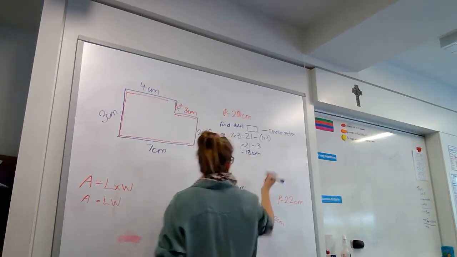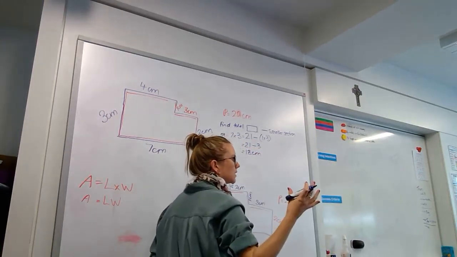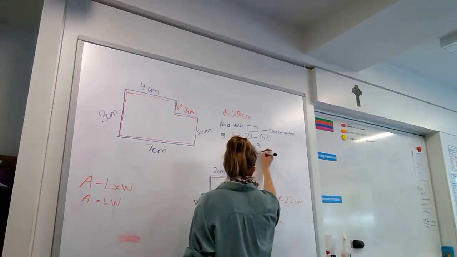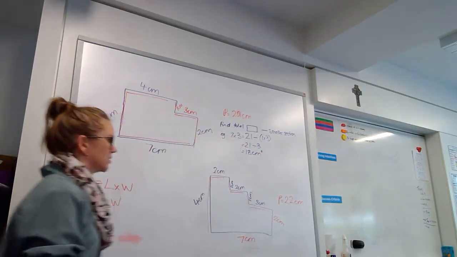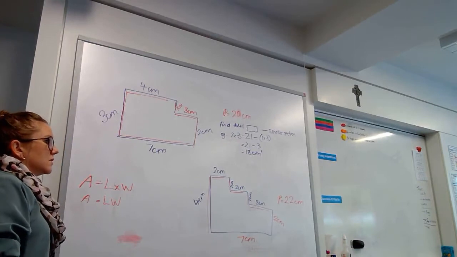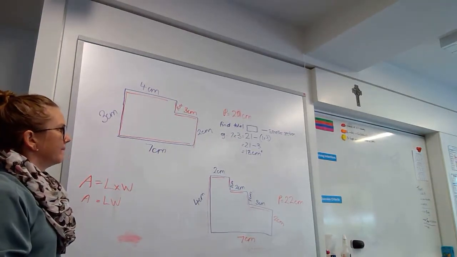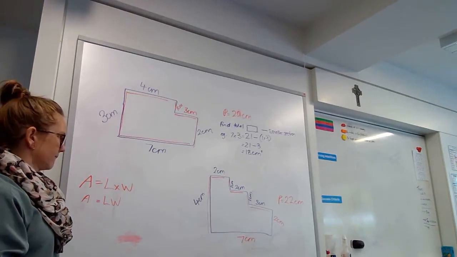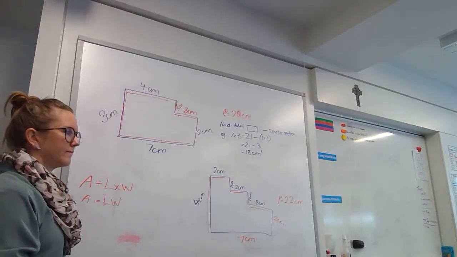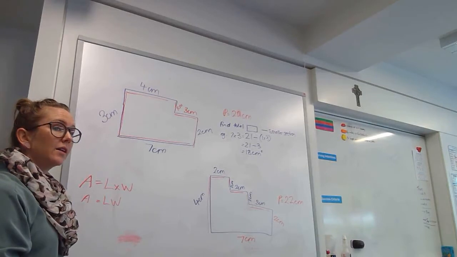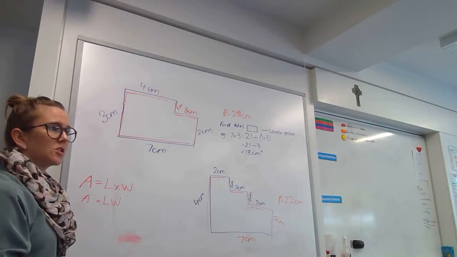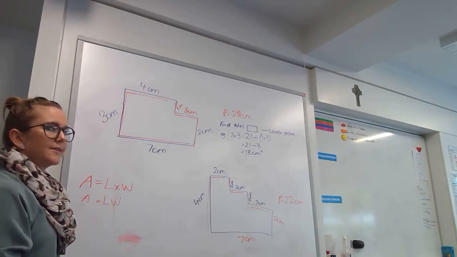Which equals 18 centimeters squared. Good. So we're dealing with area, which is two dimensions. But is that the right area? Is it? Yep. There is another way. I think I heard someone mention a little bit of it just before.